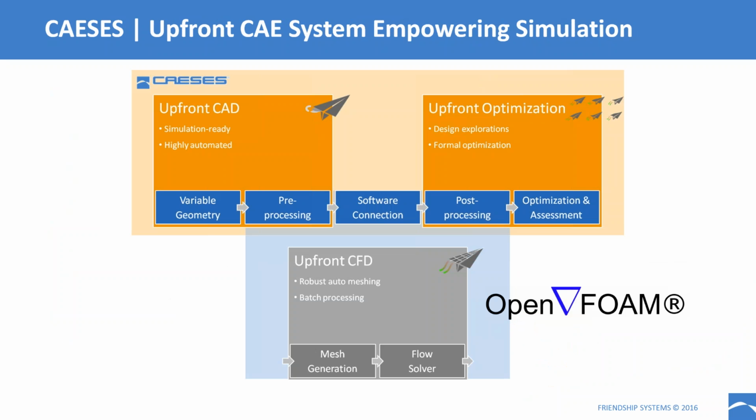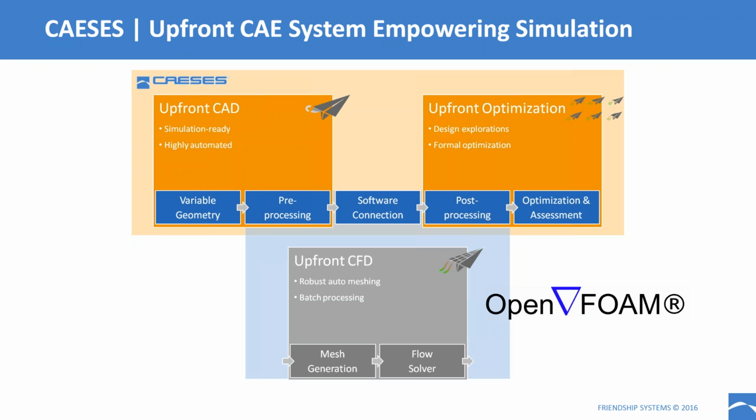This next slide shows in a very simple overview the capability of CAESES. So the main module, so to say, of CAESES is the upfront CAD. So we have a full CAD modeling package that can provide simulation-ready geometry and vary it in a highly automated way, as well as preparing this geometry so that it can be used by the external tools that we want to couple to CAESES, which is also the next step in the process, the connection to external software.